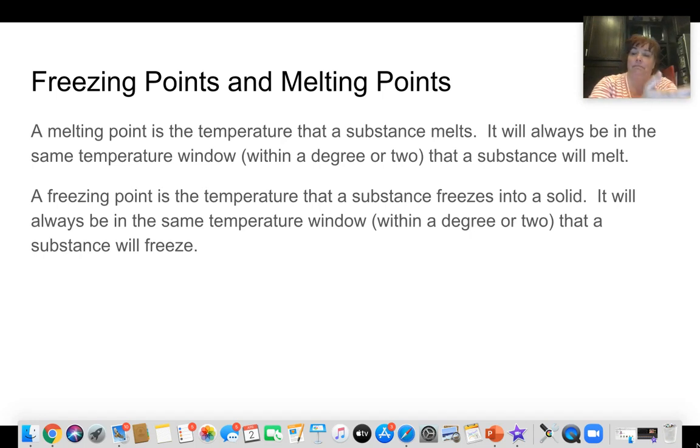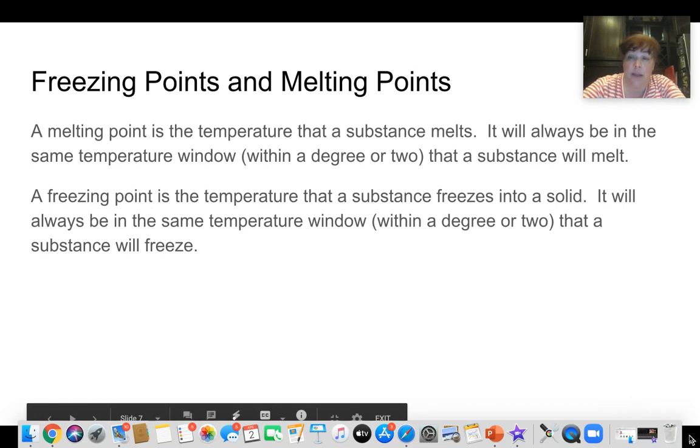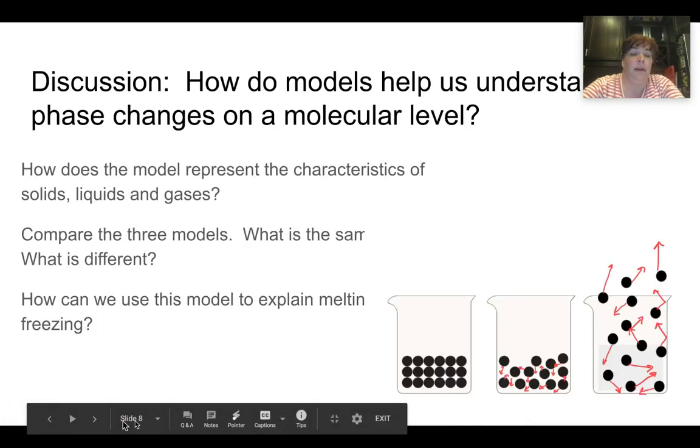Freezing point, same type of thing. The bigger the mass, the longer it takes for all that thermal energy to transfer. So if I want something small to freeze, like ice cubes, I put them in small pieces. If I have to put something big in to freeze, it's going to take a lot longer for it to freeze. Like if I put in a bucket of water to freeze, it might take a couple of days for it to freeze all the way. All right, let's go back to discussion.